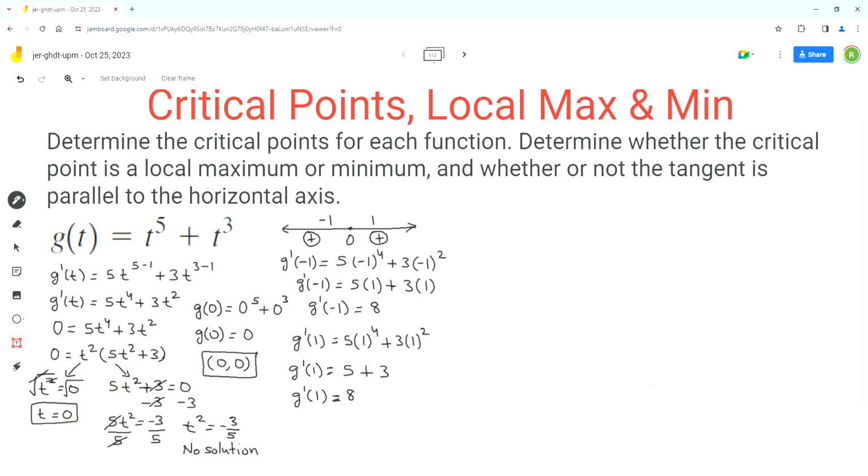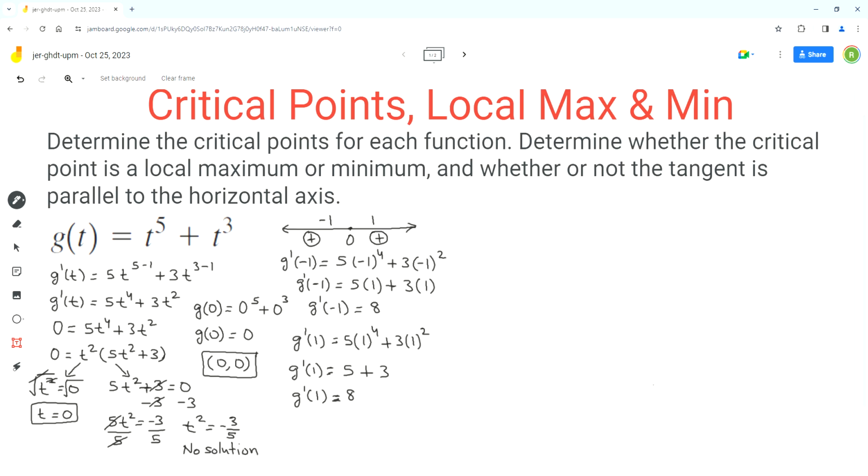So we know that if the prime of the function is greater than 0, that means the function is increasing on that interval, and if the prime of g is less than 0, that means the function is decreasing on that interval. Now we can find from this analysis whether the critical point is a local maximum or local minimum. Now in this case, the function is increasing on both sides of the critical number. That means the critical point is neither minimum nor maximum point.